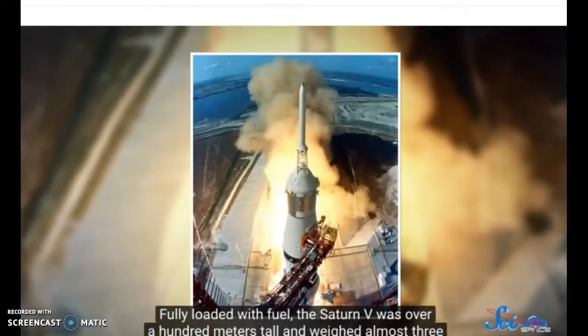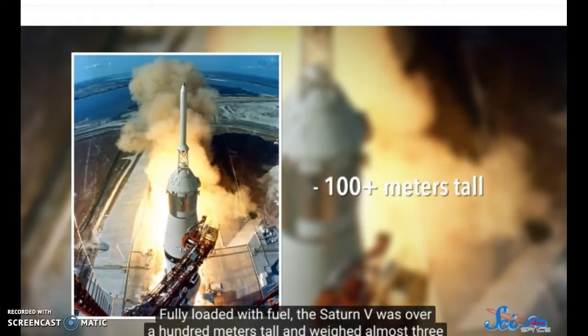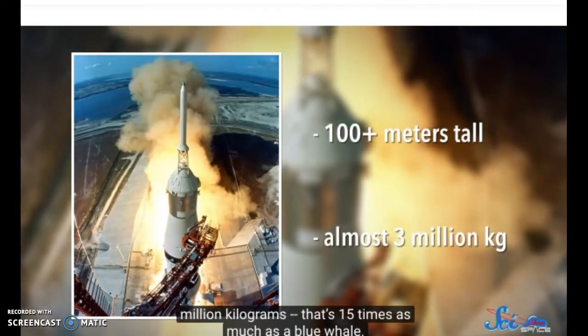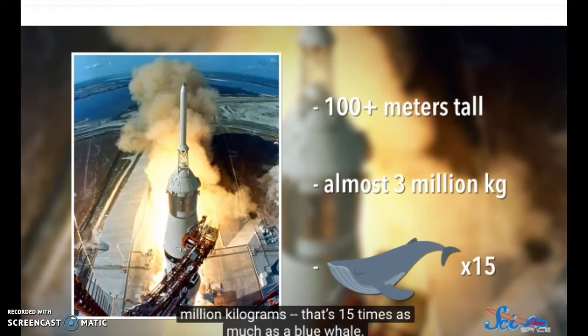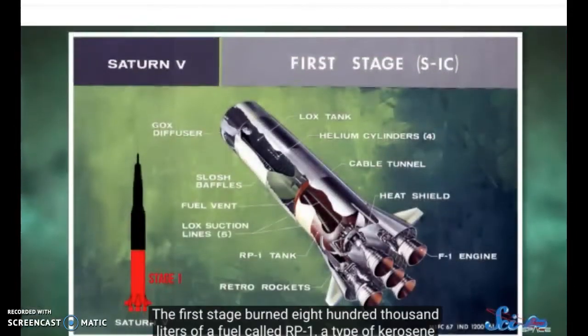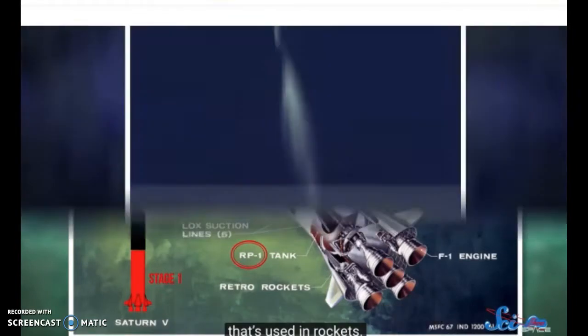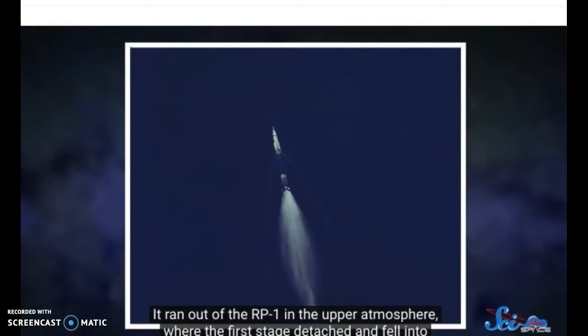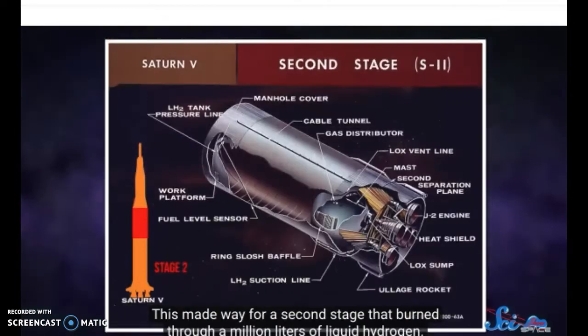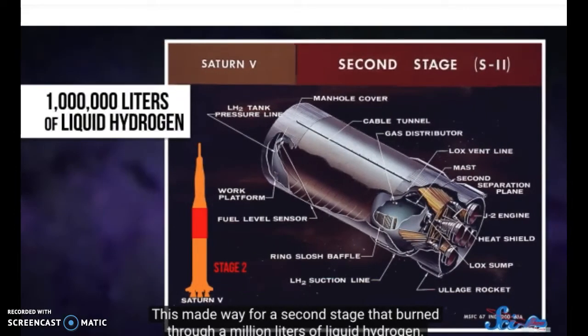Fully loaded with fuel, the Saturn V was over 100 meters tall and weighed almost 3 million kilograms. That's 15 times as much as a blue whale. The rocket worked in 3 stages. The first stage burned 800,000 liters of a fuel called RP-1, a type of kerosene that's used in rockets. It ran out of the RP-1 in the upper atmosphere, where the first stage detached and fell into the Atlantic Ocean below. This made way for a second stage that burned through 1 million liters of liquid hydrogen.